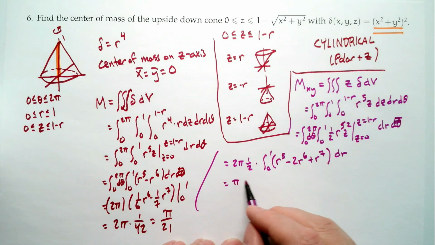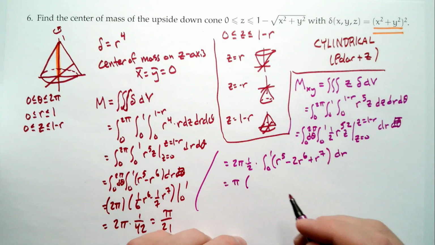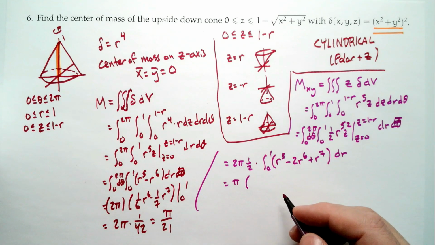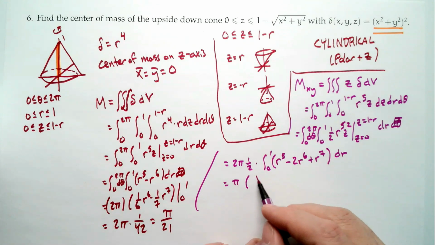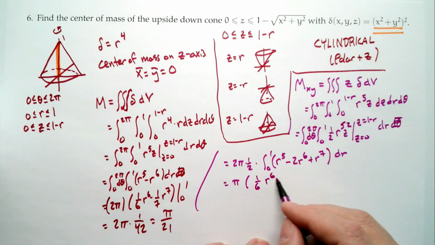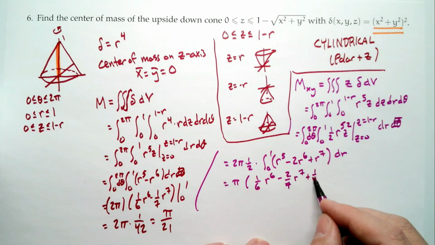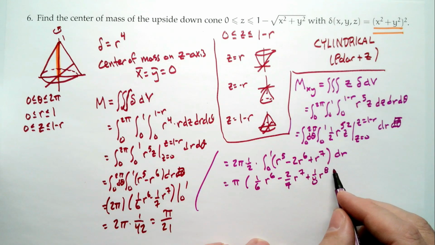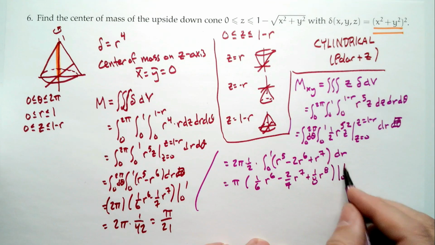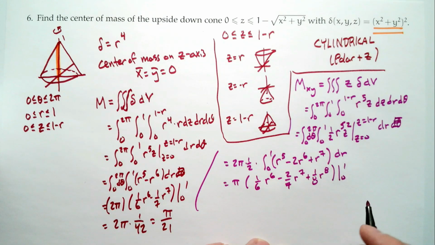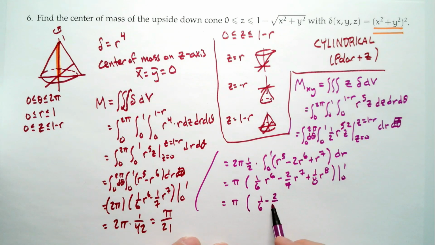So this becomes pi. Makes you wonder why I chose this problem. I'm not sure why either. All right. 1/6 r to the 6th minus 2/7 r to the 7th plus 1/8 r to the 8th from 0 to 1. At least the good news is when you plug in 0, you get 0. So you plug in 1. So what does that become? Well, pi, and then you get 1 over 6 minus 2 over 7 plus 1 over 8.